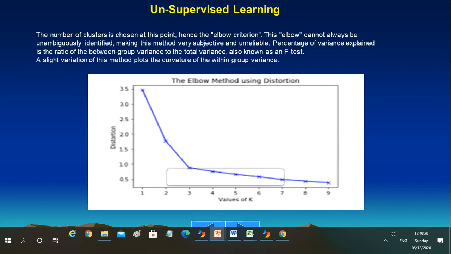You can see the picture. It is giving a shape of an elbow. This elbow cannot always be unambiguously identified, making this method very subjective and unreliable. Percentage of variance explained is the ratio of the between-group variance to the total variance, also known as the F-test. A slight variation of this method plots the curvature of the within-group variance.